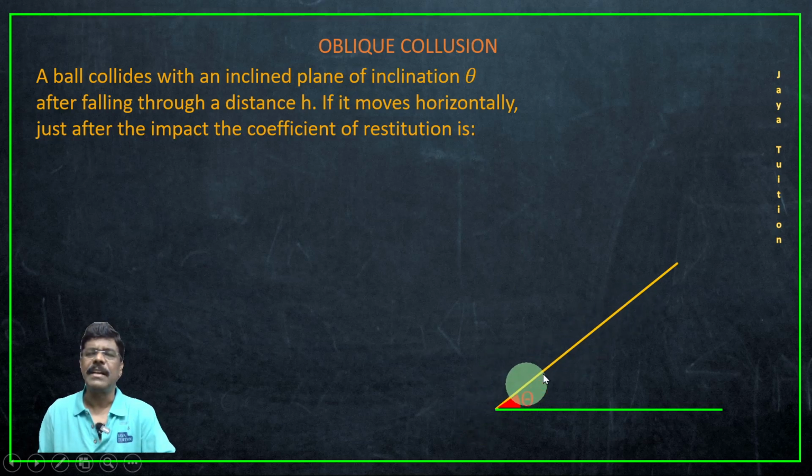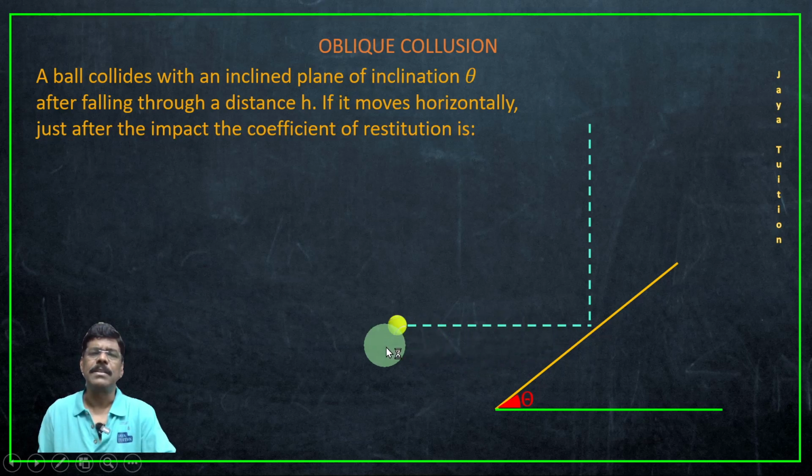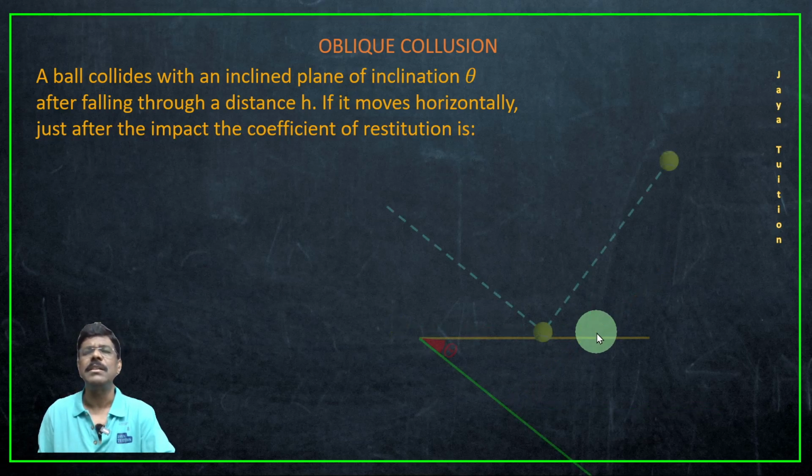We have an inclined plane with an angle equal to theta, and we have a ball which falls through a distance equal to h, collides, and comes horizontally after the impact. To solve this problem, we would like to turn this inclined plane by an angle equal to theta. Therefore, the line over here will be the line of action. The ball comes and goes like this, but the perpendicular to the inclined plane will be the line of action. So let us try to turn it around.